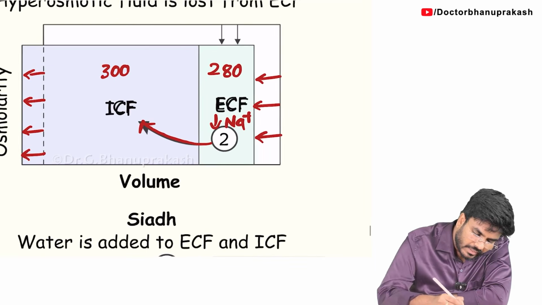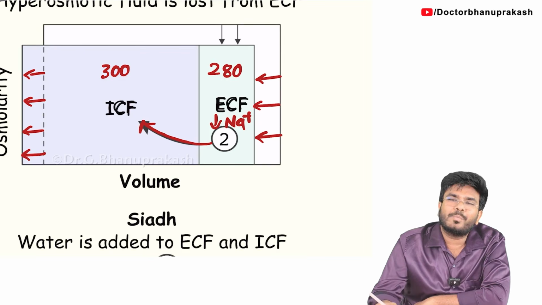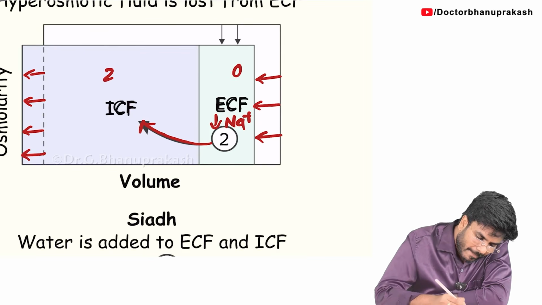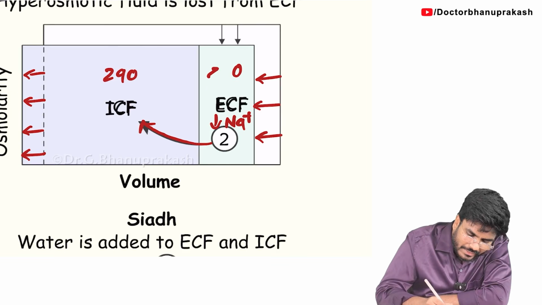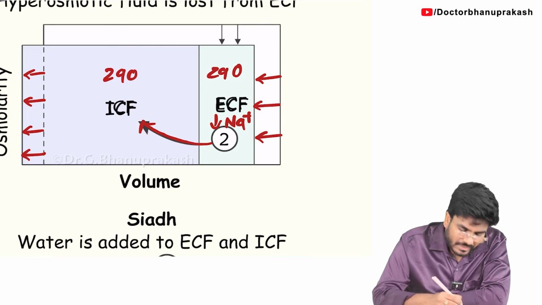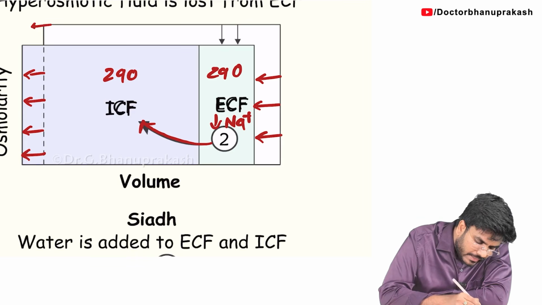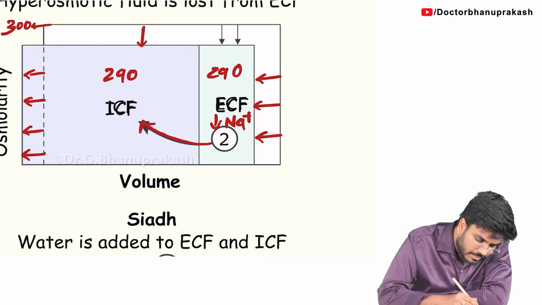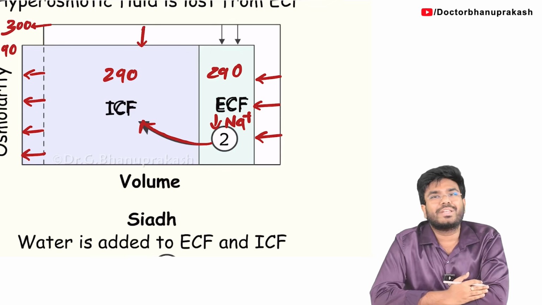What is the equilibrium point between 300 and 280? The equilibrium point is 290. So, till it becomes 290, the fluid shifting will occur. Tell me, in the beginning, what is the osmolarity, guys? The osmolarity is 300. But now, what is our new osmolarity? The new osmolarity is 290. So, it is a hypoosmotic change.